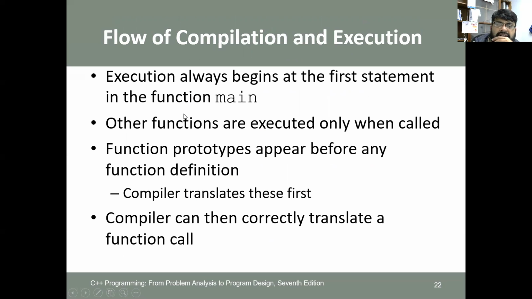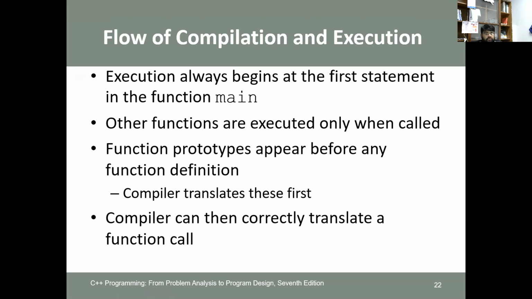If you talk about how compilation and execution work, execution will always begin at the first statement in the function main. So whenever you start a program, it will always start executing from the first line in the function main. Any other function will be executed only when it is called from the main function or from some other function. The function prototypes will appear before any function definition. So you need to always define the function prototype at the top of your program, before the function is called.